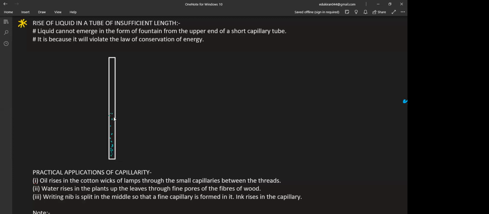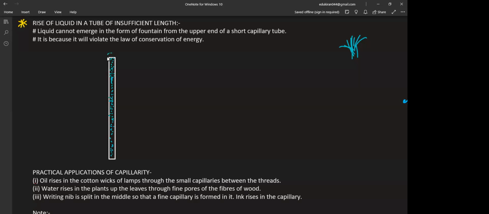Suppose this was the initial level of the fluid, and after inserting the tube, the level has risen to this. Let's say we have not taken it out and it has reached the tip. So a doubt comes: will it emerge in the form of a fountain, like all the water going up from the tip? The answer to this is no.